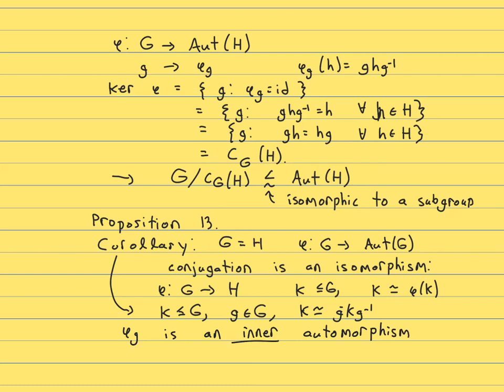The other fact we get from here is that the center, in this case, the centralizer of G inside itself, is the center of G. So this tells you that G modulo the center is isomorphic to the subgroup of the automorphism group. And this isomorphism are exactly these homomorphisms. And these are called inner automorphisms.